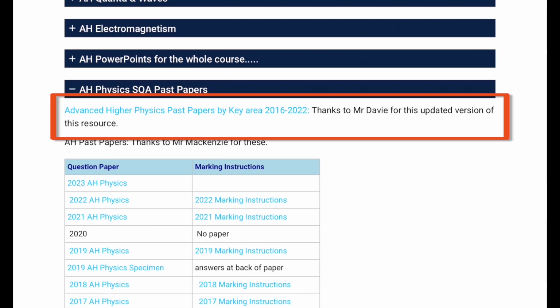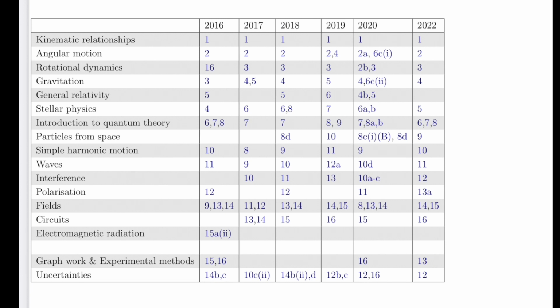Davies' fabulous interactive PDF of past papers by key area, and when you open that, that'll take you to a little document where you can click on the individual key areas, and if you click on the individual questions, they will open with the solutions as well.